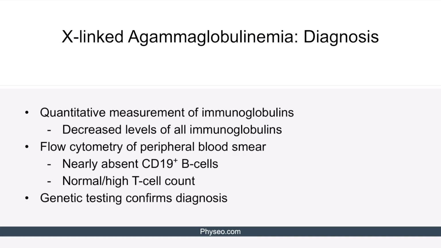The diagnosis usually begins with quantitative measurement of immunoglobulins, which will reveal decreased levels of all immunoglobulins. Clinicians may also obtain flow cytometry of a peripheral blood smear sample to quantify B cells and T cells. This study usually reveals nearly absent CD19 positive B cells and a normal to high T cell count. Finally, genetic testing may be obtained to confirm the diagnosis.